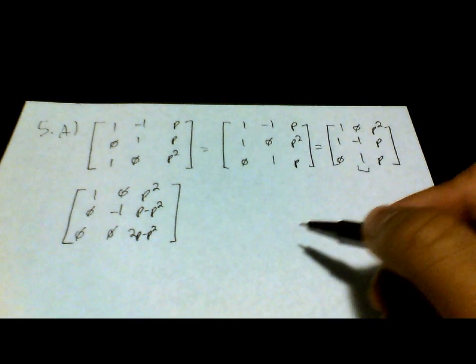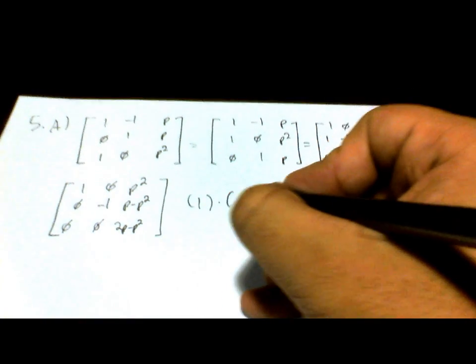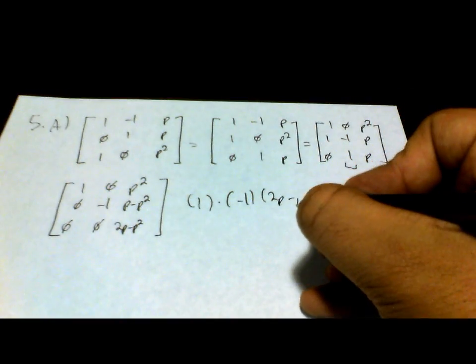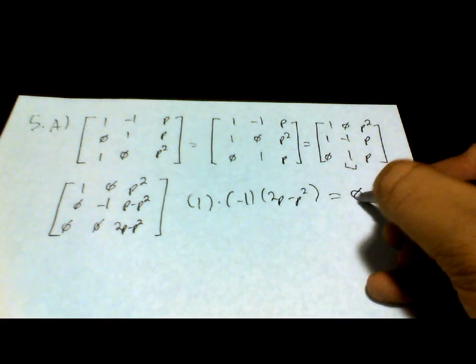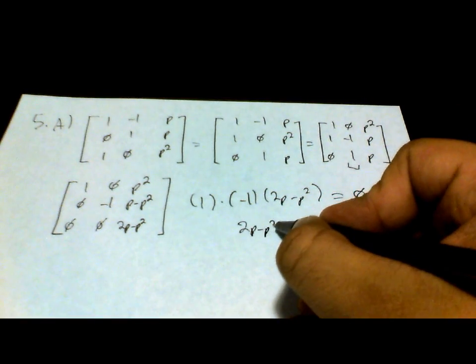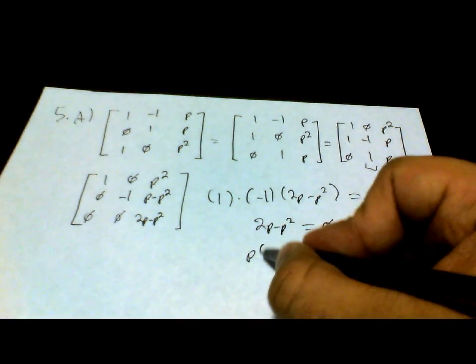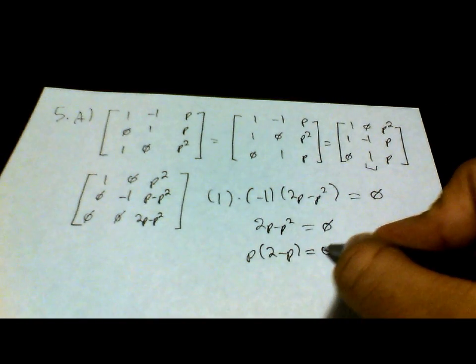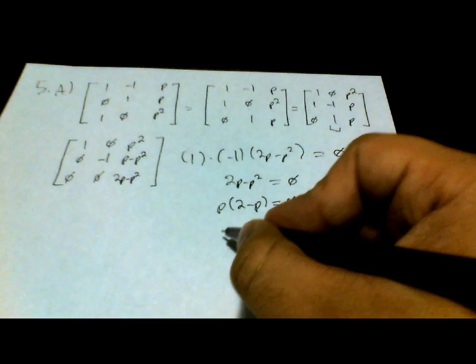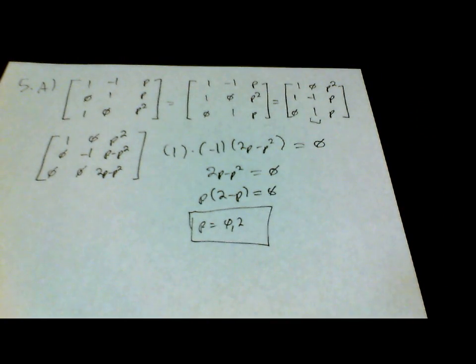So obviously for this, we want the determinant, which is the product of the diagonals, to be 0. Obviously the 1's don't matter, all we care about is 2P minus P squared. Factor out a P, and we end up getting that P equals 0 and 2. And these are the values for which the matrix is not invertible. So don't get confused with that.